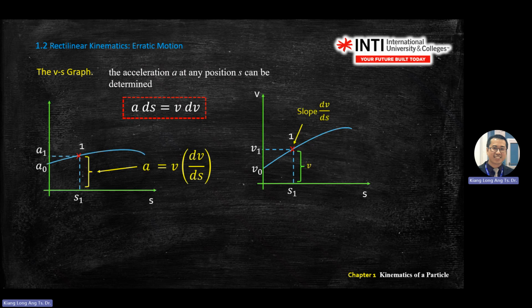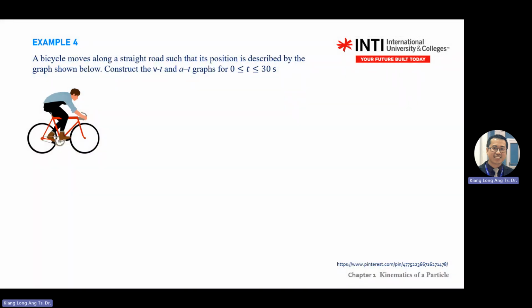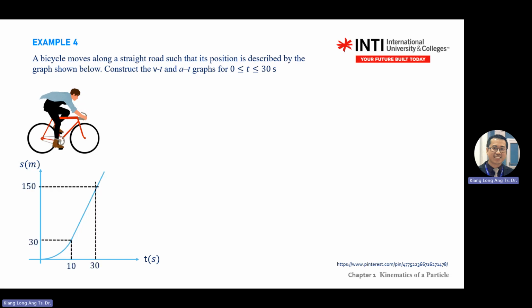Okay. The rest, okay, I'll show you this one. How you apply this erratic graph. So example 4, let's say your bicycle move in the straight road. Again, just still in the straight line. See this one as particles. Described by the graph shown below. Construct VT graph from 0 to 30 seconds. So you are given this graph with all this time frame and the equation. This graph given.